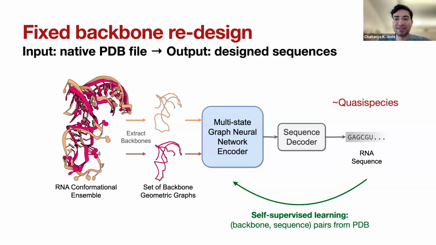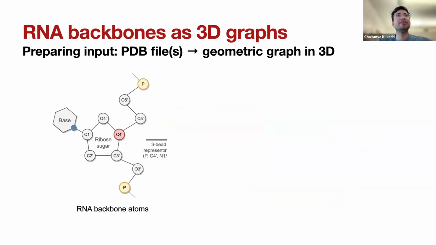So to build this pipeline, the first step that you need to do is featurize backbones as 3D graphs. So you have to take your PDB files and process them into these graph structures.